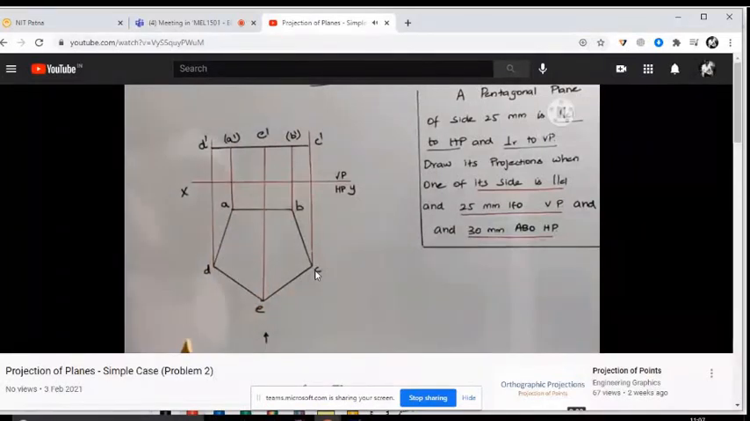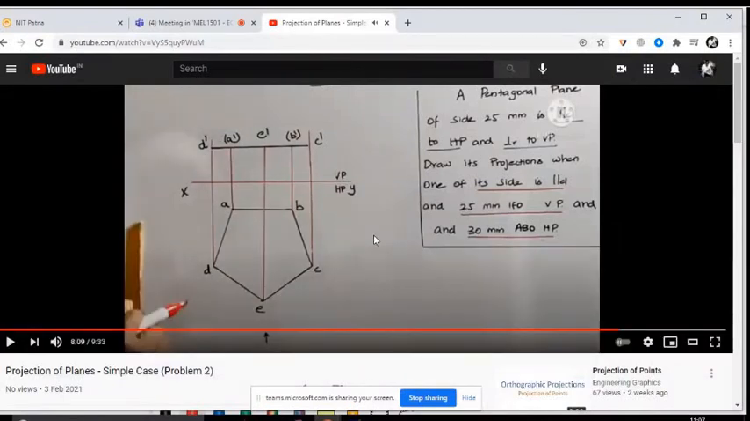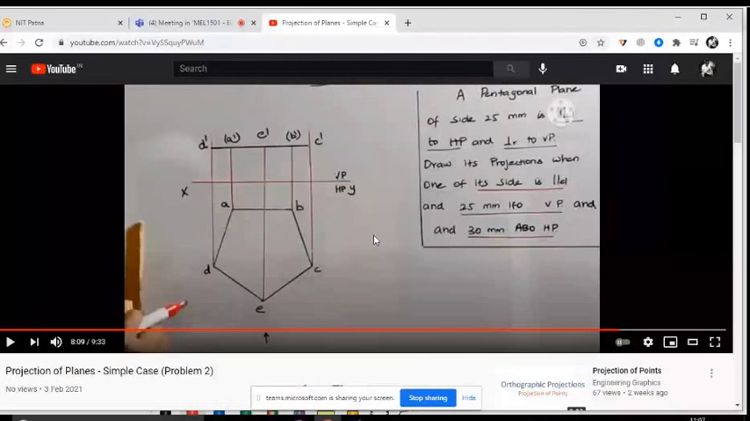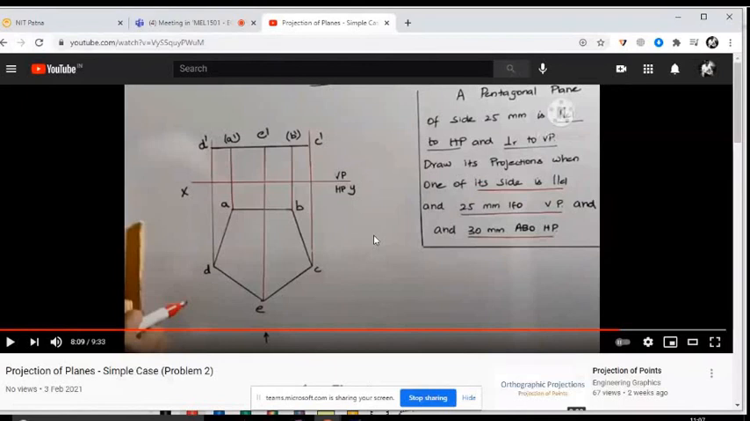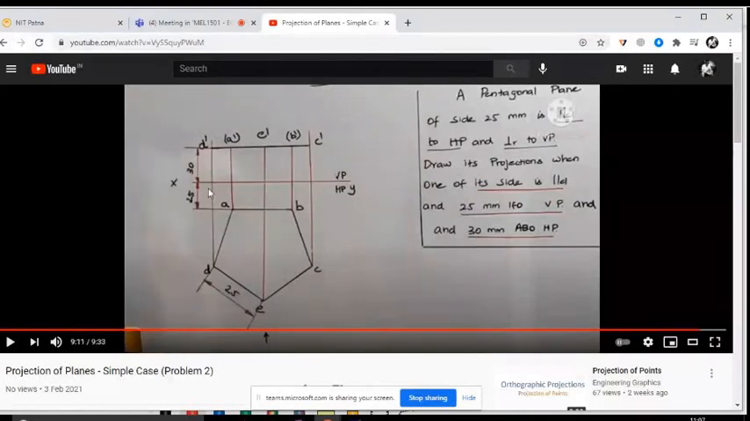Okay, any doubts in this? Okay, I hope no. So next you need to dimension this. So there are three dimensions given in the question. One is the side of the pentagon. Then the in front of distance and the above distance. So you need to mention those three dimensions. If you do that, you will get something like this. So the size of the side of the pentagon, the in front of distance and the above distance.